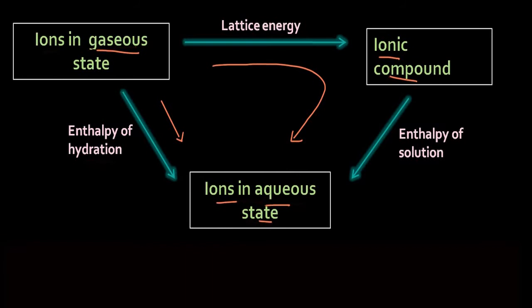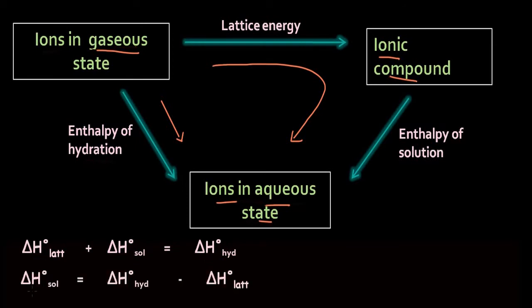So we can summarize it as: enthalpy of hydration is equal to the sum of the enthalpy of lattice and the enthalpy of solution, because a direct process is equal to the sum of the indirect processes. So from this equation, enthalpy of solution should be equal to enthalpy of hydration minus enthalpy of lattice.